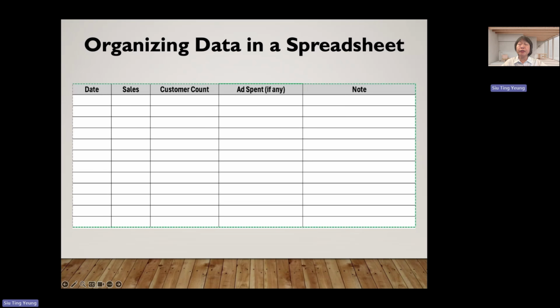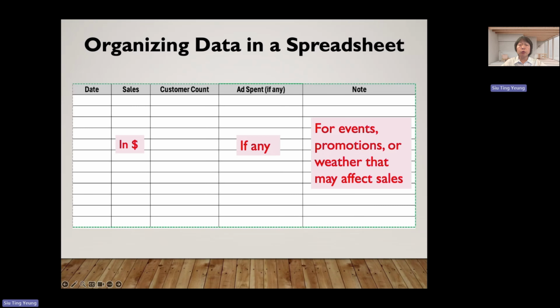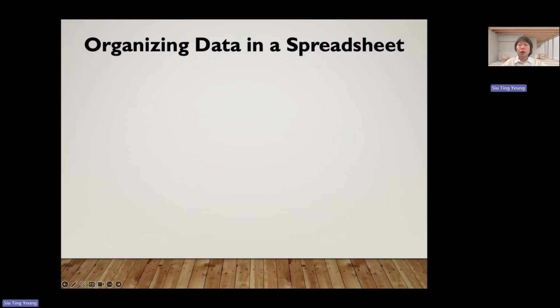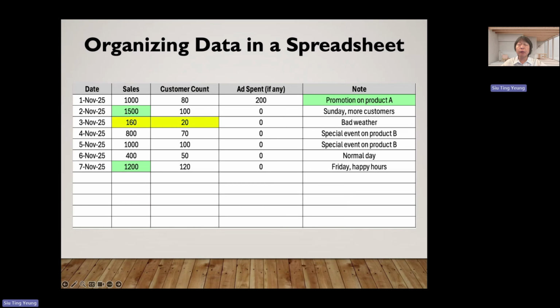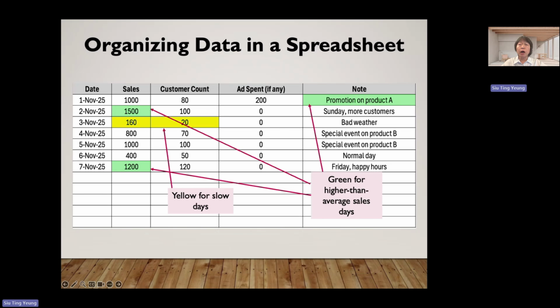First of all, open a spreadsheet like this. Start with just these columns: date, sales, customer count, ad spend, like how much money spent on advertising, and notes, for example, what kind of events, what kind of promotion, or the weather that may affect sales. It helps to keep your data clean and organized. So here we have an example. We use color coding, green and yellow. Green for higher than average sales days, and yellow for slow days.